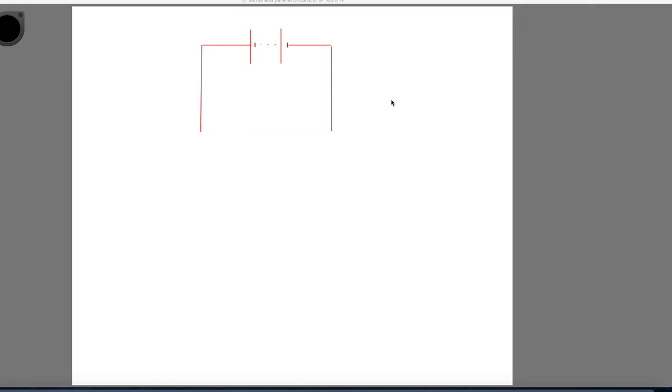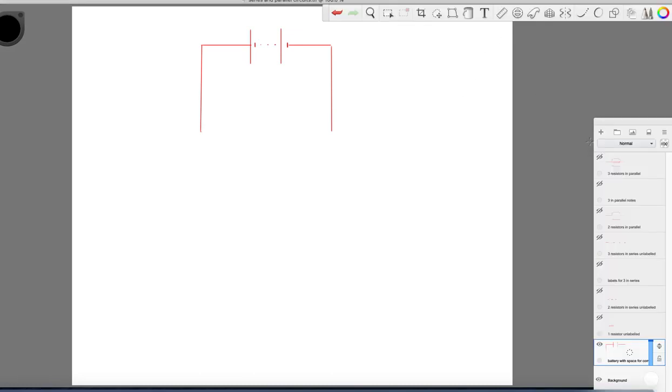A quick word then about series and parallel and what we mean by series and parallel. So, firstly then, what we mean by series.